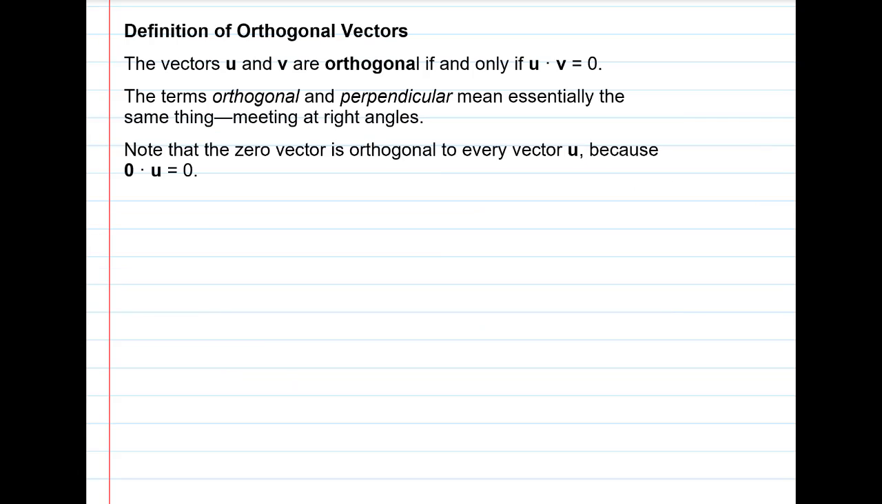Okay, so here we have the definition of orthogonal vectors. Orthogonal is just a fancy word for perpendicular. So it's essentially the same thing for us, right?